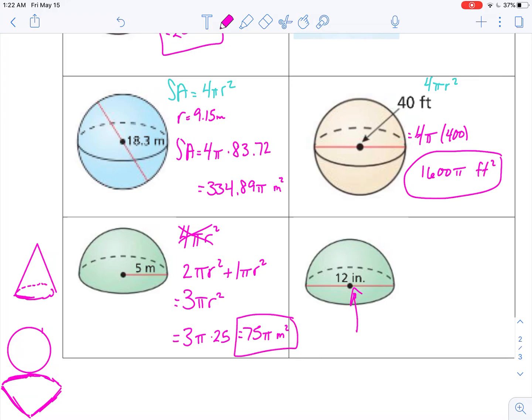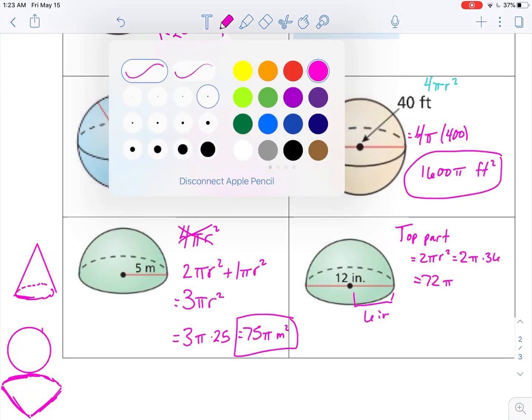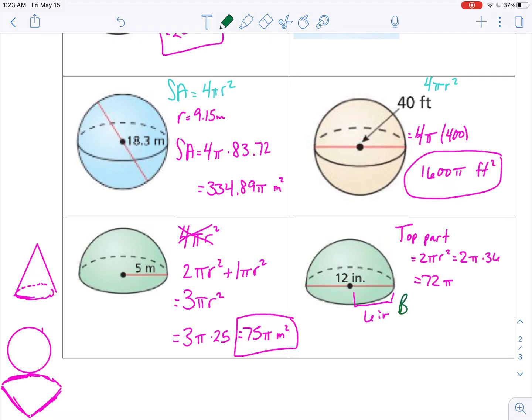And here, notice I don't have a radius, I have a diameter. So my radius would be 6 inches. Okay, so the top part is 2 pi r squared, is 2 times pi times 36. So the top part is 72 pi. And let's do the base, or the bottom part, would be pi r squared, or 36 pi.